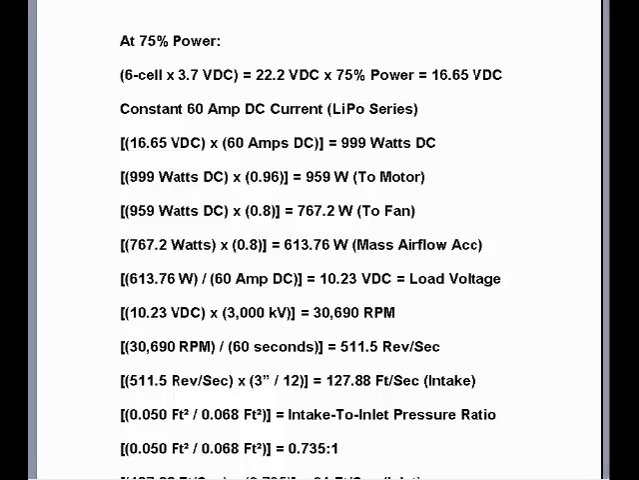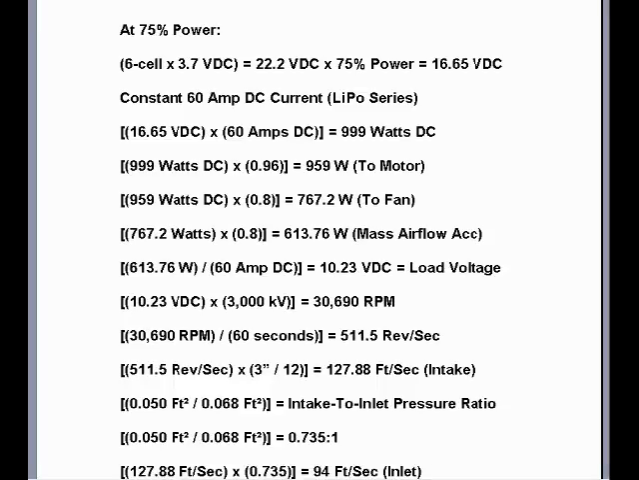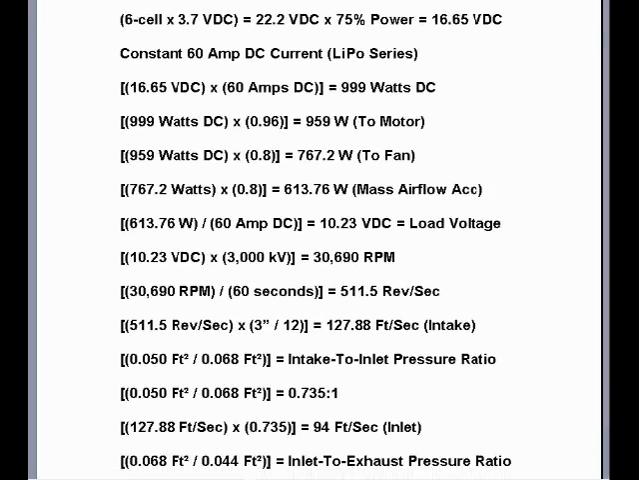Then we take the intake to inlet pressure ratio of 0.05 square feet divided into 0.068 square feet, and that would be an intake to inlet pressure ratio of 0.735 to 1. So if we want to find out the airflow at the inlet, which has a larger cross-sectional area, based off the airflow velocity at the intake, we simply take the airflow velocity at the intake when at 75% power, or 127.88 feet per second airflow velocity through the intake or fan swept area, times 0.735.